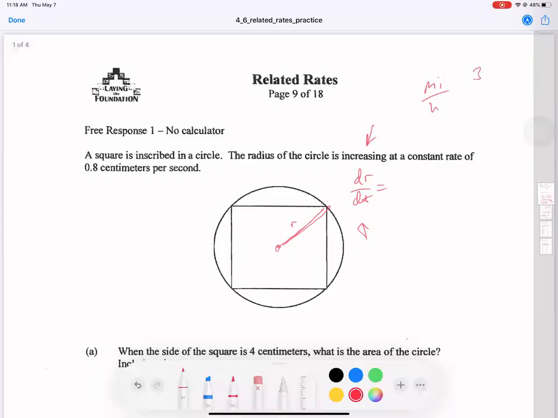I drove 300 miles in 3 hours. That's a change in distance over change in time. So for related rates, you always end up with these derivatives. And kind of the cool thing is that they're very straightforward. This is the rate. And the rate here is 0.8 centimeters per second. Okay, that was given to us. Also, this is given to us as a square. That's a square, I'm going to call it S, so you guys can see that.